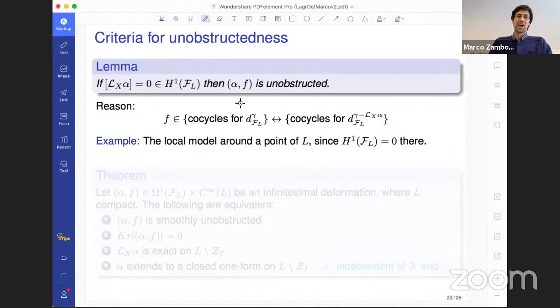So alpha was a foliated one form, and x was a vector field on L that preserves the leaves, like its flow preserves the leaves. And so it makes sense to talk about the Lie derivative of alpha with respect to x. When its class is zero, so when it's an exact foliated one form, then you have unobstructedness.